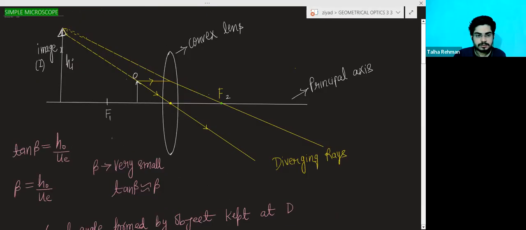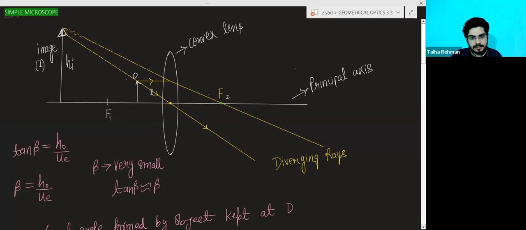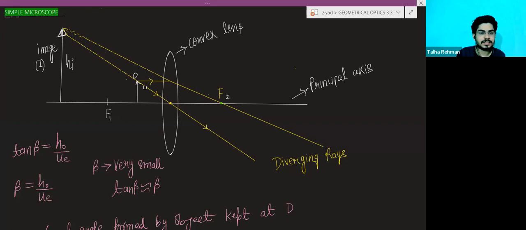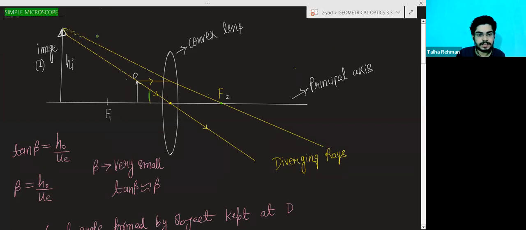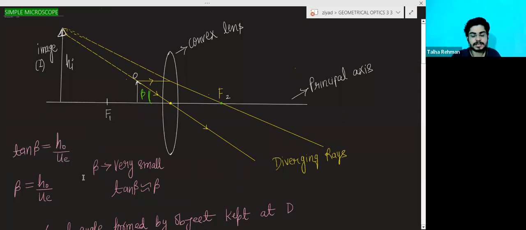So this is the final image. Your eyes will be somewhere here, suppose. So this image is forming some angle, and this is the angle formed by the final image, that is beta. This angle will be beta. Alpha we know, because alpha is the visual angle formed by the object when the object is placed at a distance of 25 centimeter. Now see, tan beta we can find.